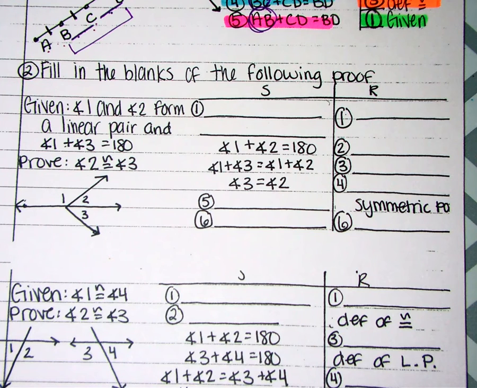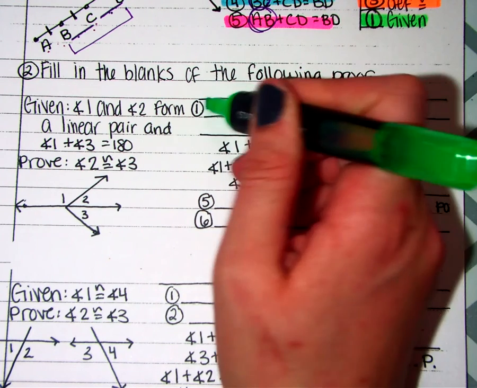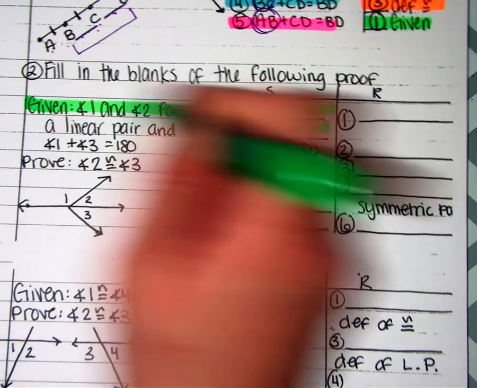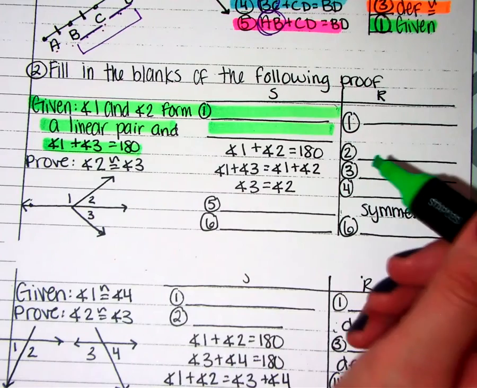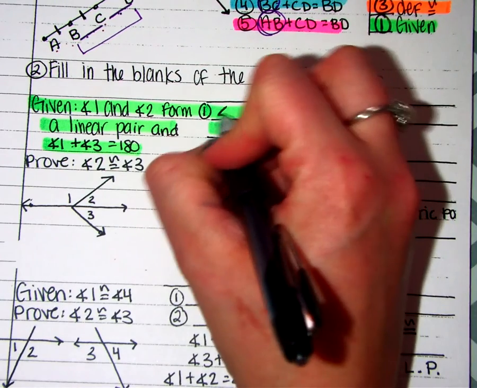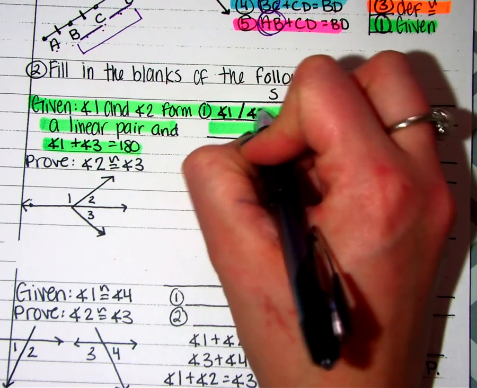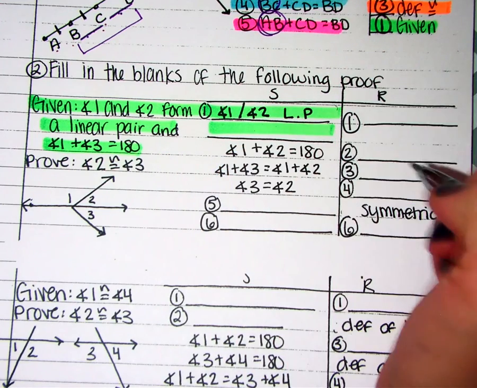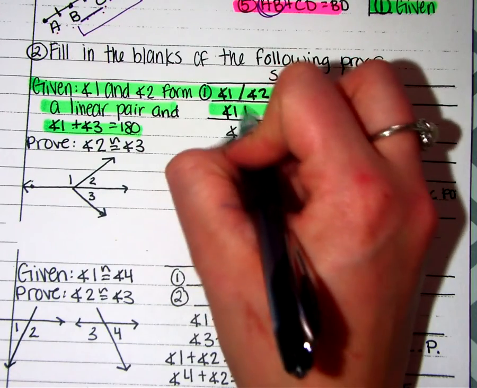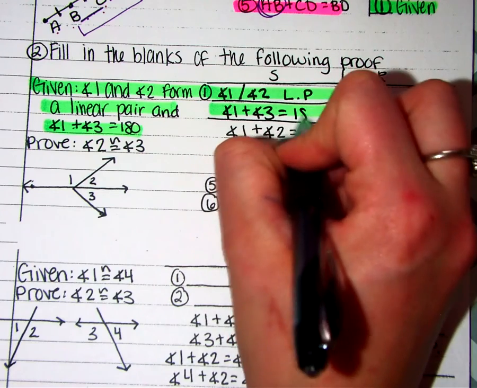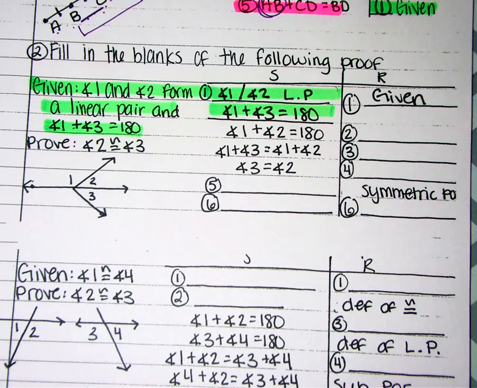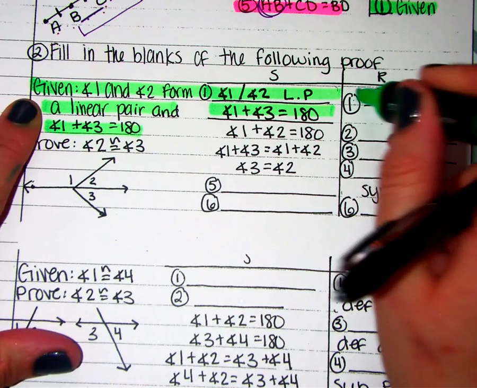So there's a lot of jumbled stuff in here. The first step is blank. This should help us remember that given is always first, and we want to write it exactly how we see it. So I'm not going to change anything. I'm going to write angle 1 and angle 2 form a linear pair, and I'm just abbreviating. You're allowed to abbreviate. And then angle 1 plus angle 3 equals 180. The reason I have to support that information is the fact that it's given. Given information.